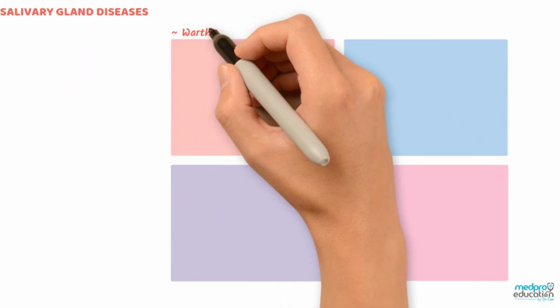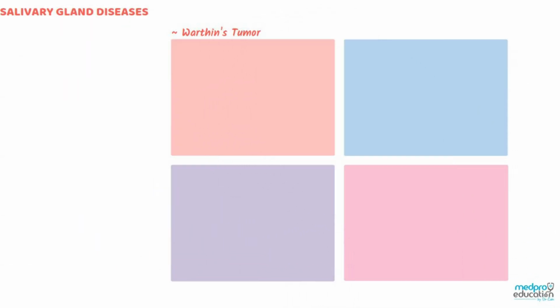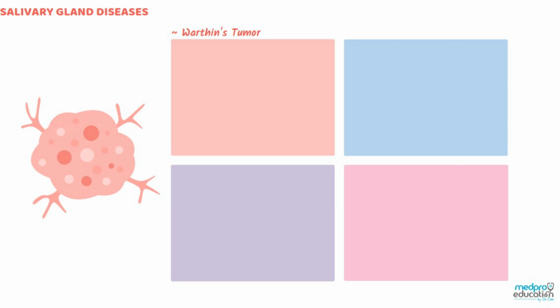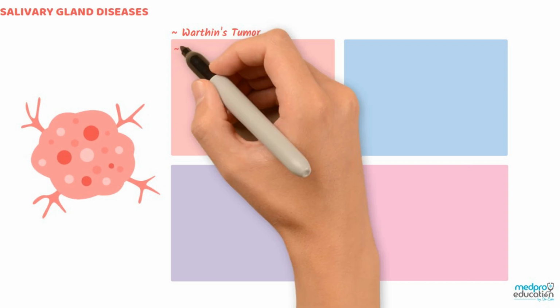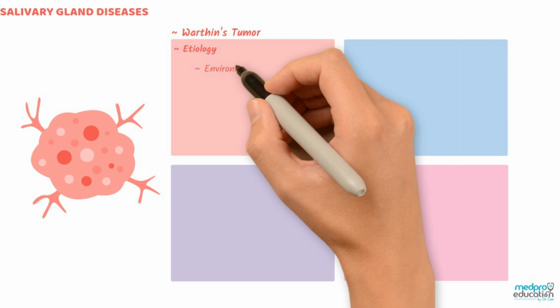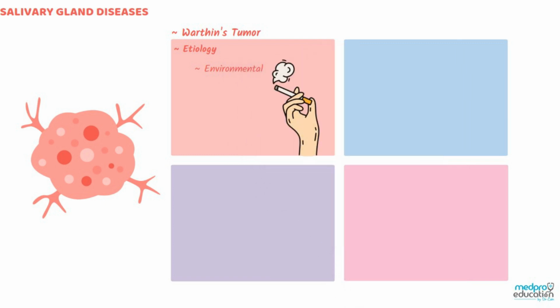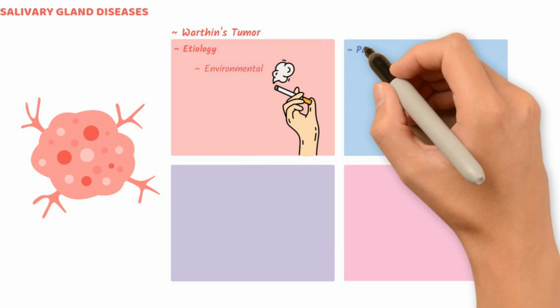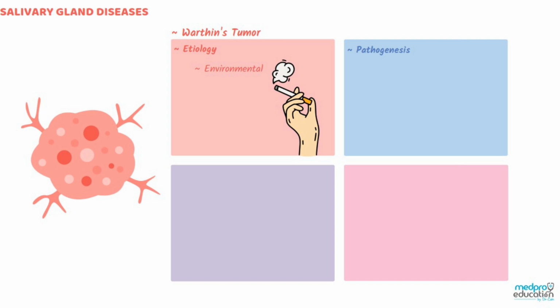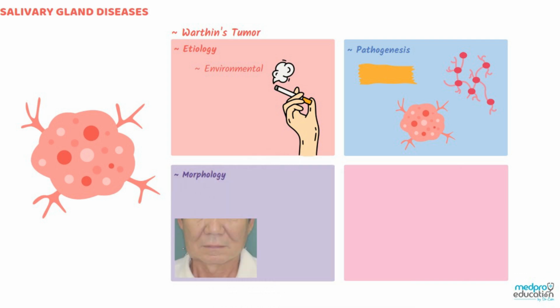The second most common benign tumor is Warthin's tumor, commonly involving stroma and lymphoid tissue of the parotid gland. Etiology: strongly linked to environmental factors like smoking. Pathogenesis: thought to arise from salivary duct epithelium incorporated into lymph nodes within the parotid gland. Morphology: grossly a soft, cystic, often bilateral mass.